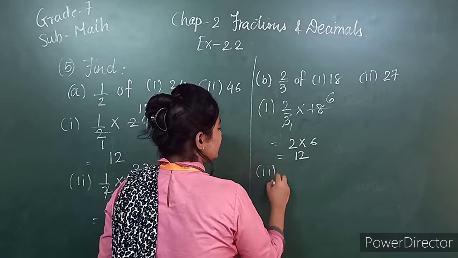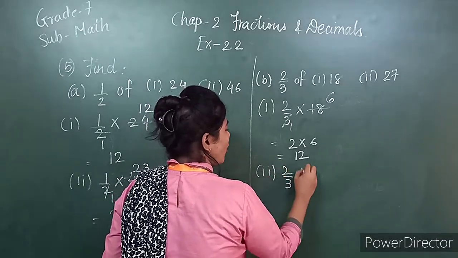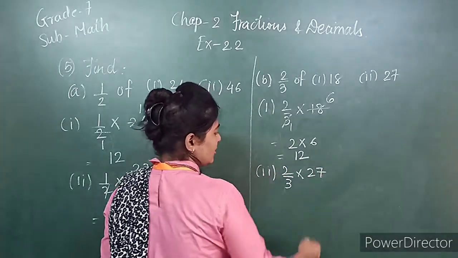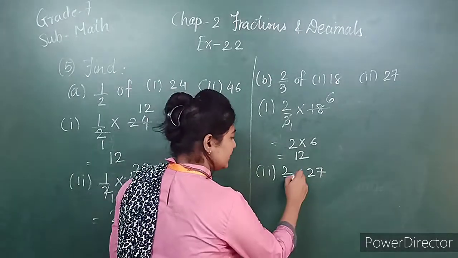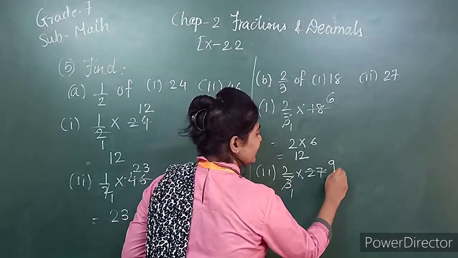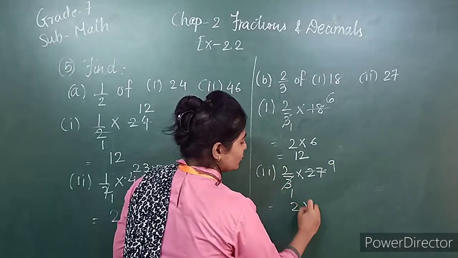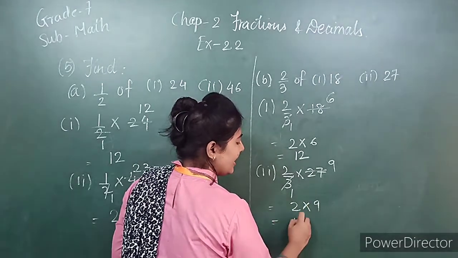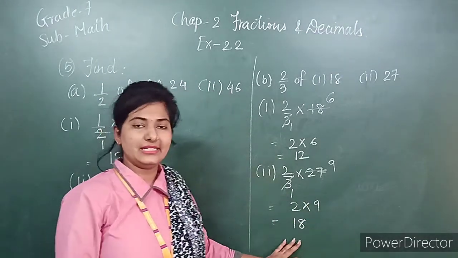Then the second one, 2 by 3 of 27. So here we have to cut it down. 3 ones are 3, 3 9s are 27. So 2 9s are 18. So our answer is 18.